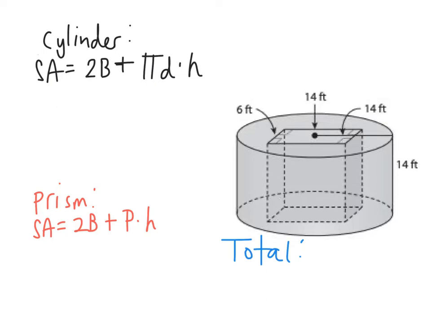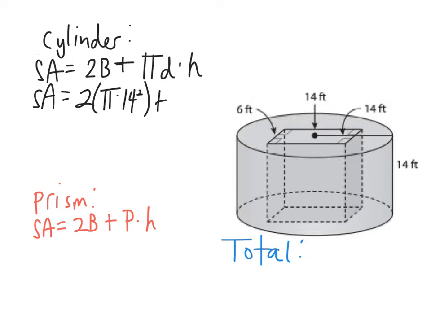So let's start looking at the cylinder. For the surface area of the cylinder, we have 2 times the area of the base of the cylinder. The radius is 14, so that's pi r squared. So pi times 14 squared. And there's 2 of those, okay? Plus pi times diameter times height. Where did that come from?